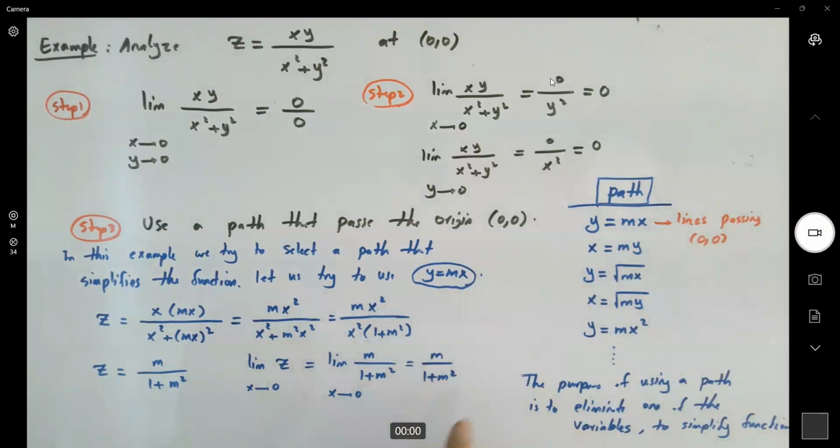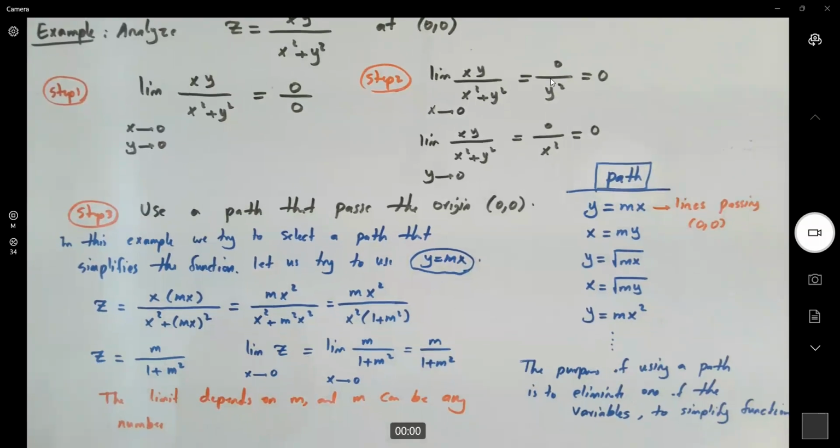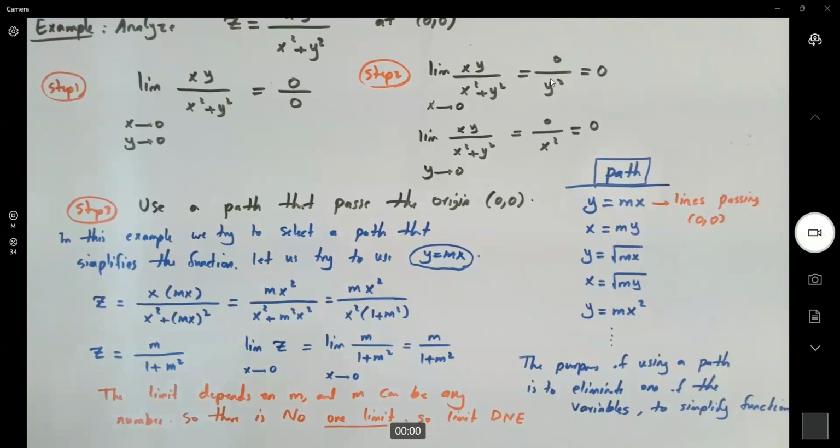This slope can be anything, so it doesn't give me a unique value. The limit depends on m, and m can be any number, just the slope of a collection of lines. So there is no one limit. There is no unique limit. So the limit does not exist. That's the reason behind it, that the limit doesn't exist.